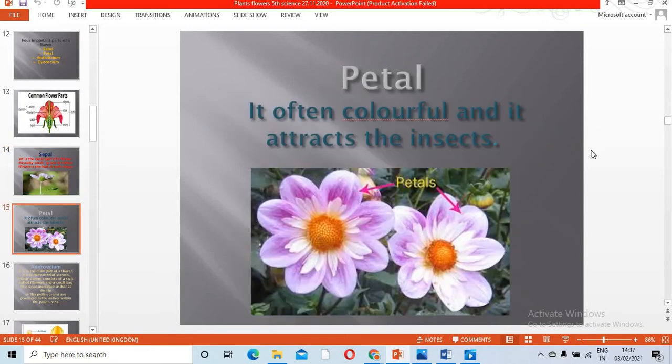Okay. The next one is the petal. Now you see the arrow mark showing you the petals. These are purple flowers and look very beautiful. They are often colorful and attract insects.